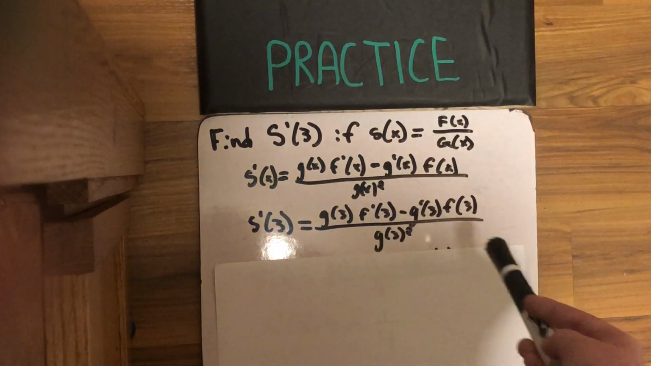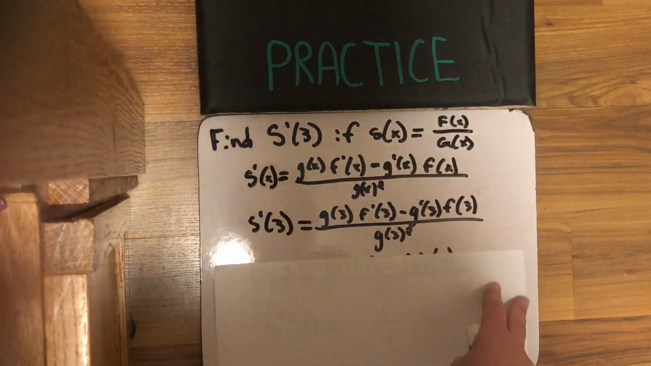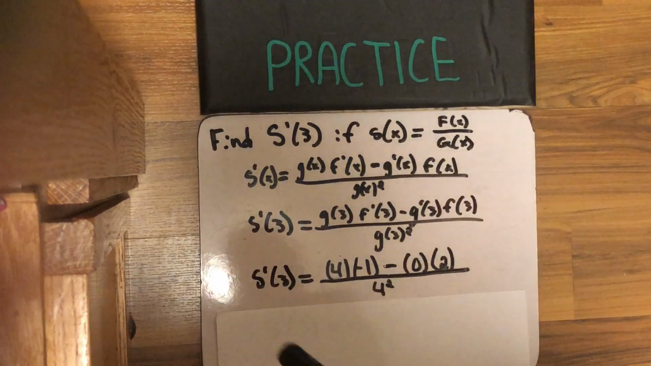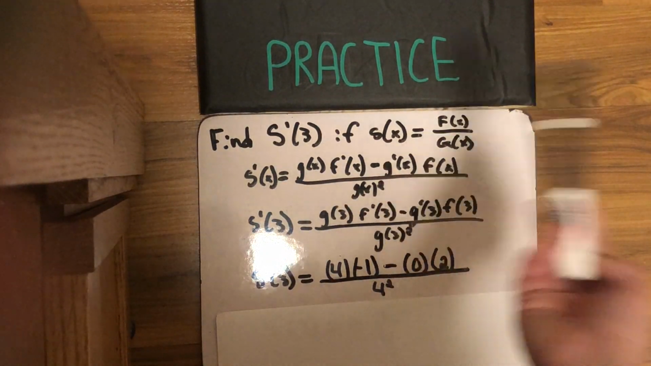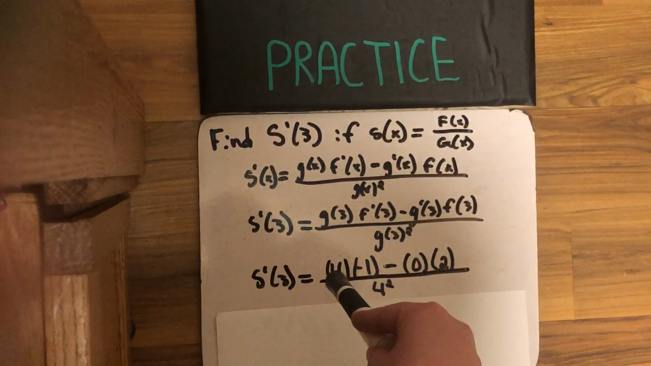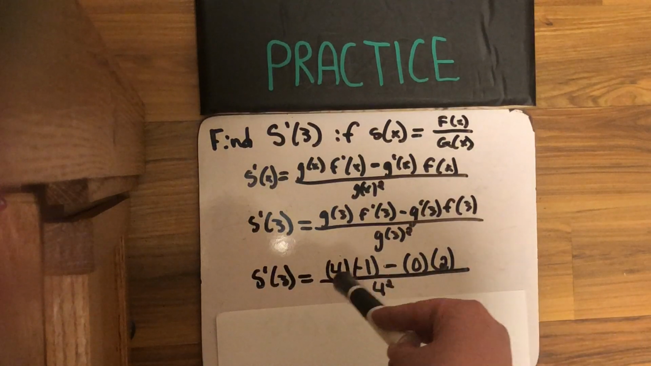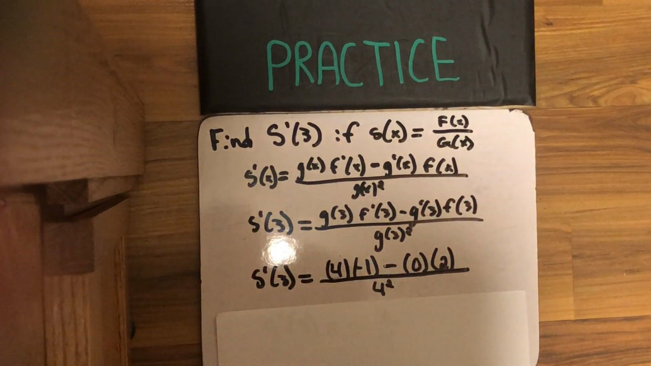So here it is written out. We have all of our 3's in for our x's, and now we're going to actually put the values in for that. So that's why we wrote down the values from before, because g of 3 is one of those, f prime of 3 is one of those values. So you're going to look at those values and write them down here. So I have written them down: 4, negative 1, 0, 2, all over 4 squared.